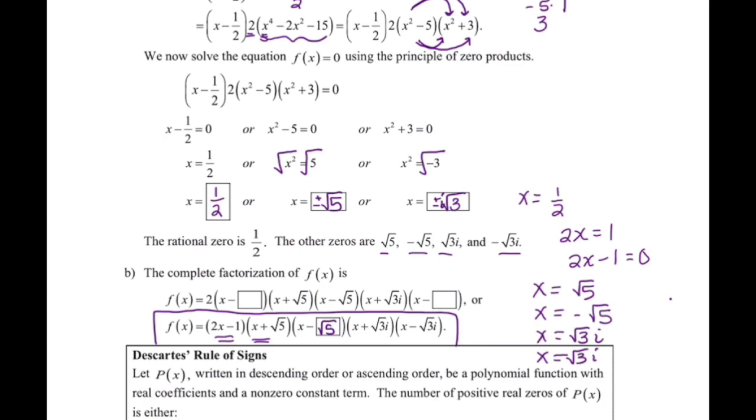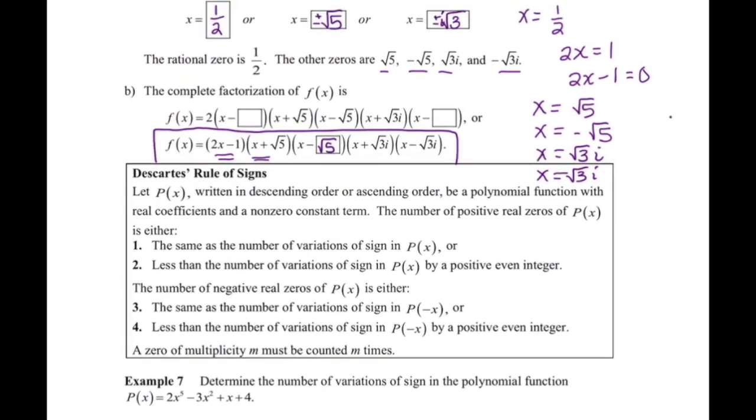The last part of this lesson is going to focus on Descartes' rule of signs. So let's say we have a polynomial written in descending order, and it has real coefficients and a non-zero constant term. So we have to have a constant term at the end. The number of positive real zeros potentially could be the same as the number of variations in sign of the polynomial, or less than the number of variations in signs by a positive even integer.